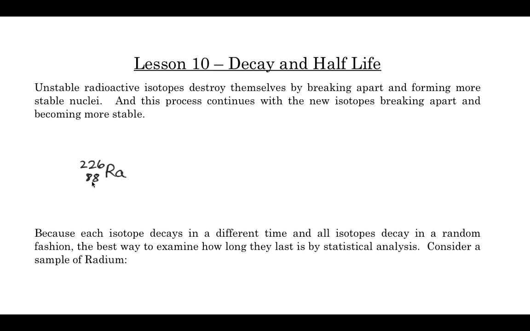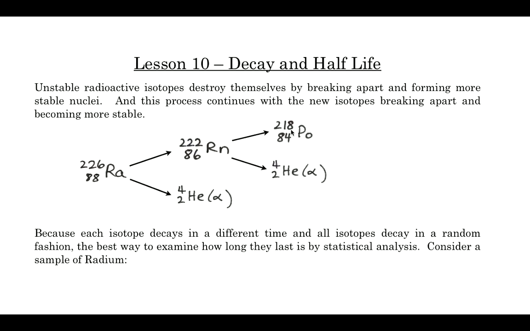Radium is element number 88 in the periodic table. It's got a mass number of 226. And if this goes through alpha decay, it breaks up into radon and of course an alpha particle. Radon then breaks up into polonium and an alpha particle. And polonium breaks up into something else and an alpha particle, and so on and so forth.